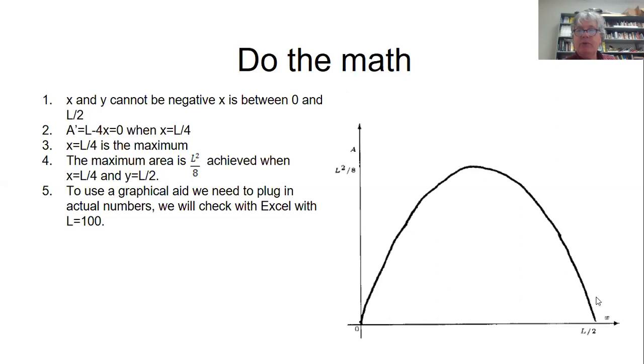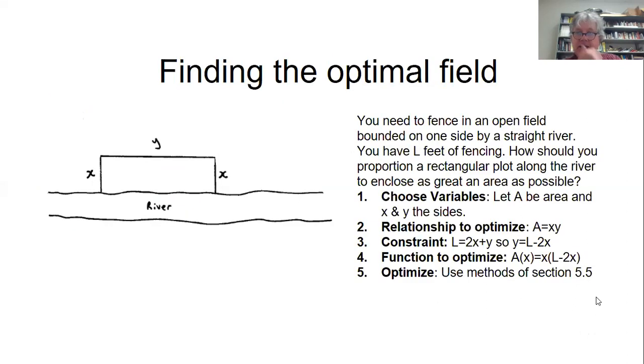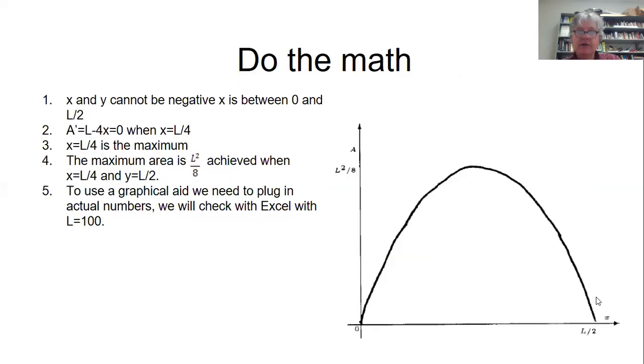There's a couple of ways that we can see it's a maximum. One is, we've only got 0, L on 4, and L on 2, and L on 4 is the biggest value. We have a look at the graph, and we see that it's a maximum at L on 4. We can also take the second derivative. The second derivative is minus 4. So again, that tells us it's a maximum. So there's lots of different ways to do it.